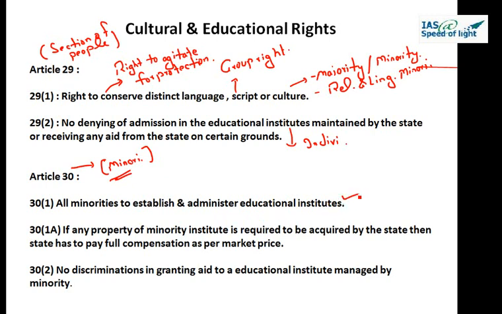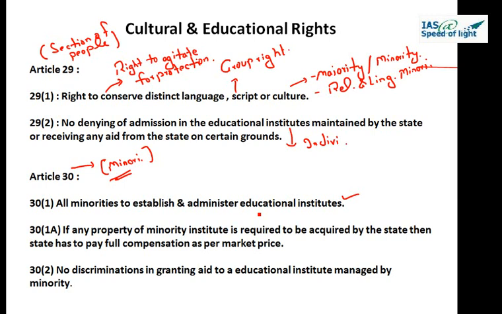Let's go to Article 30, Part 1A, which is a very important article. In making any law providing for the compulsory acquisition of any property of an educational institution established and administered by a minority referred to in Clause 1, the state shall ensure that the amount fixed by or determined under such law for the acquisition of such property is such as it would not restrict or abrogate the right guaranteed under that clause.